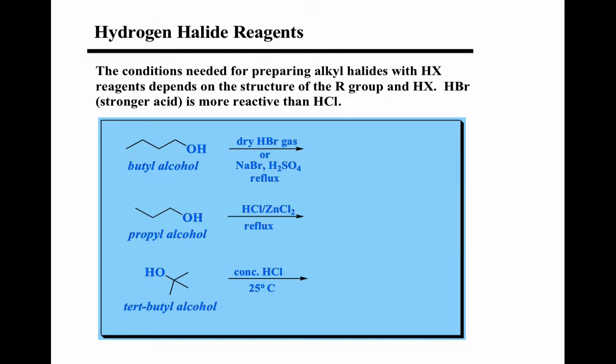Chloride, yeah. And this mixture of hydrogen chloride with zinc chloride is known as Lucas reagent. Okay? We'll talk a little bit about that in just a moment. What are we going to get in this particular reaction? Tert-butyl alcohol plus concentrated HCl at 25 degrees. The chloride. Is the mechanism SN1 or SN2?